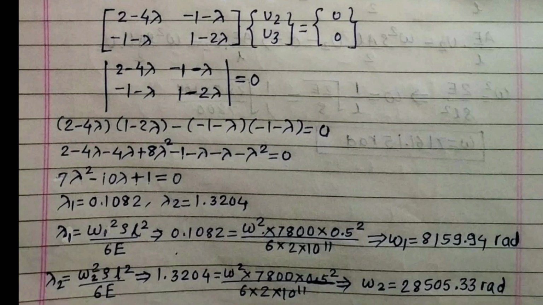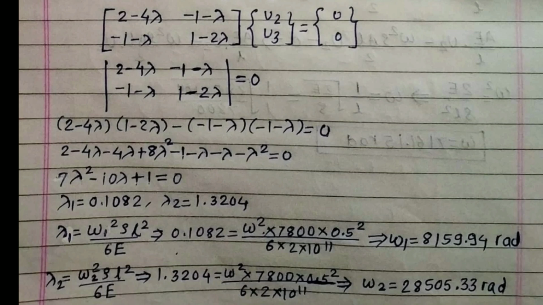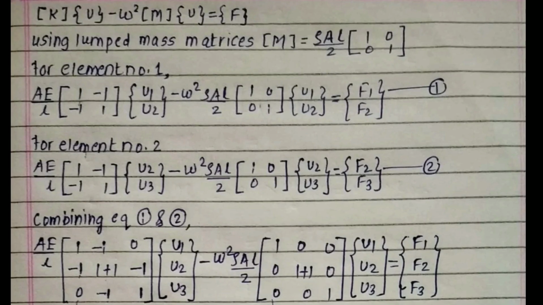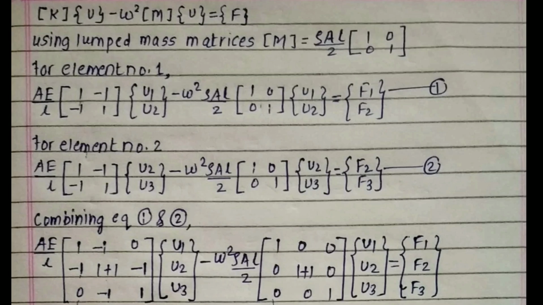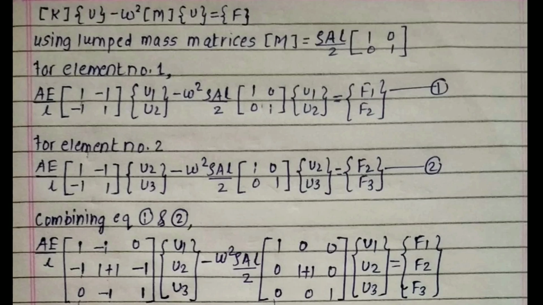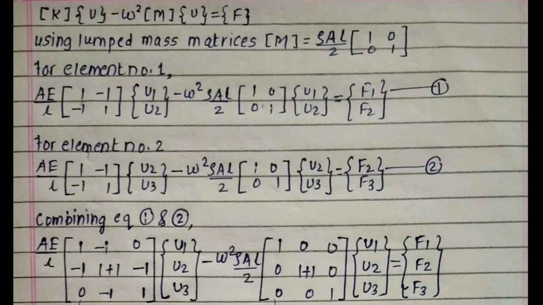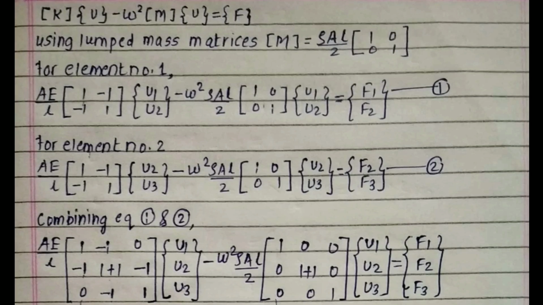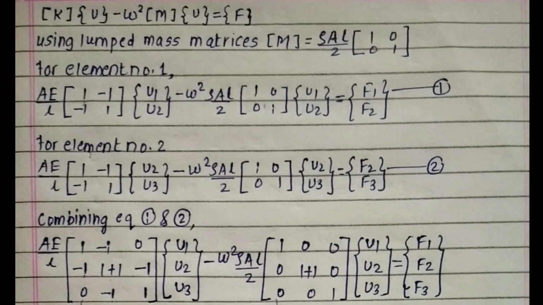Secondly, if we put the value of lambda as 1.3204, then we will get the value of omega as 28505.33 radians. Now we will solve the same problem by using lump mass matrices. So the only thing that changes is the mass matrix, that is, you need to replace the consistent mass matrix by the lump mass matrix, which is given by rho AL by 2 into the matrix [1 0; 0 1].